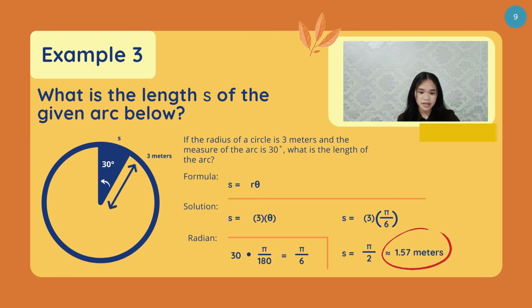However, we can't say pi over 2 meters as our final answer. We need to divide it to get the approximate value of 1.57. To conclude, the length of the arc is approximately equal to 1.57 meters with a radius of 3 meters and a central angle of 30 degrees.